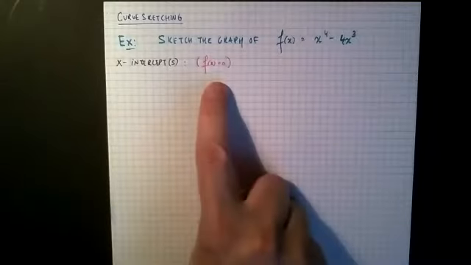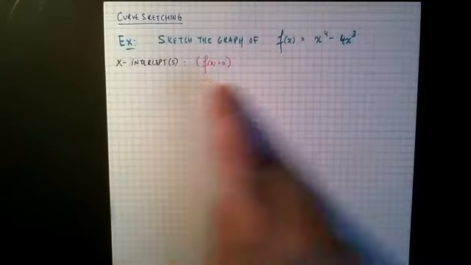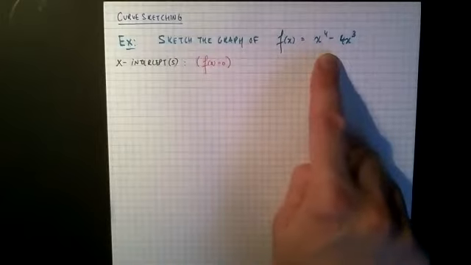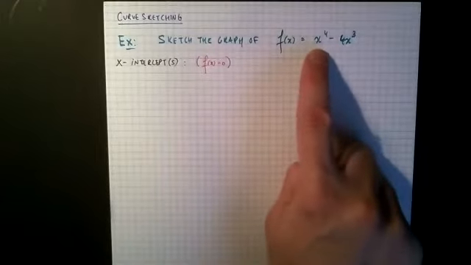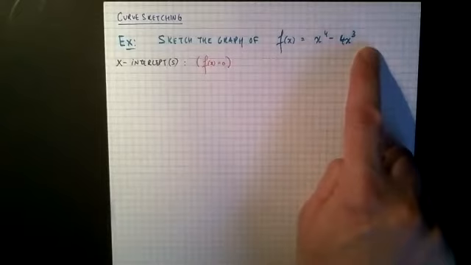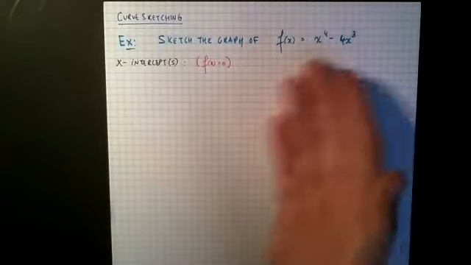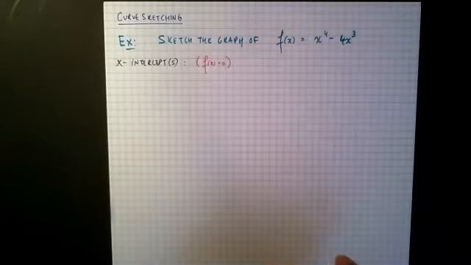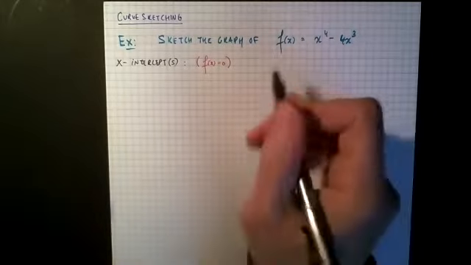You won't always be able to find these. Here you could factor it, but if it was x to the fourth minus 4x cubed plus 7, you'd be stuck. There's no way to factor that, and you won't be expected to find the zeros. But in this case we could.